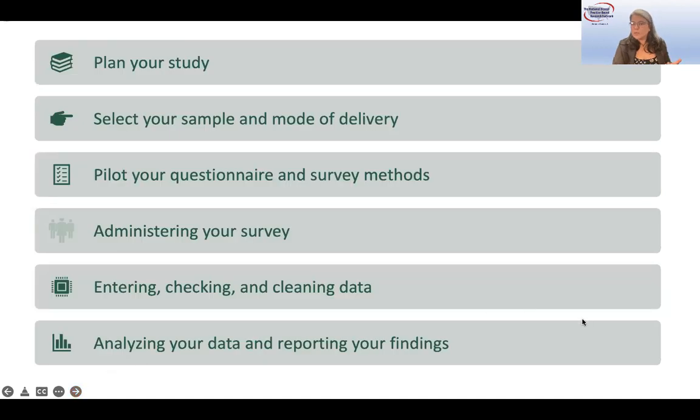There are certain steps to conduct a survey, and I would like to focus on planning this study so that we have a well-designed survey that can give you reliable and unbiased results.